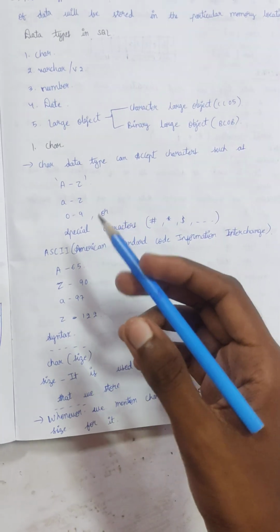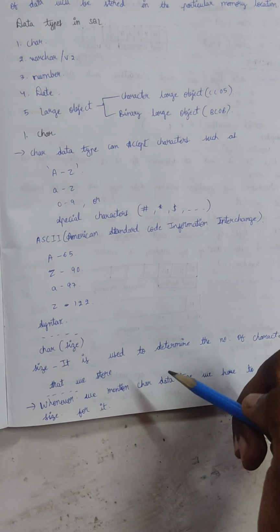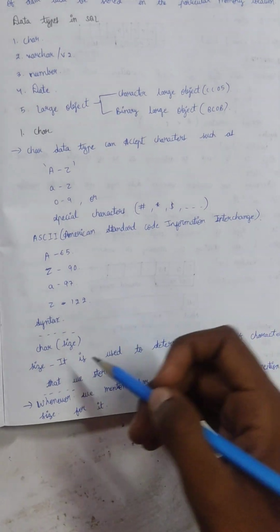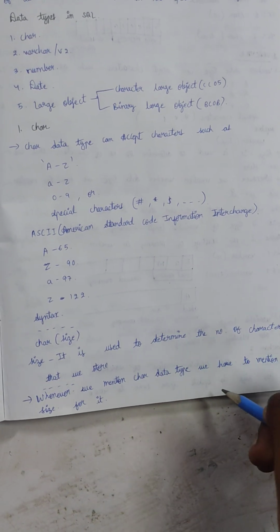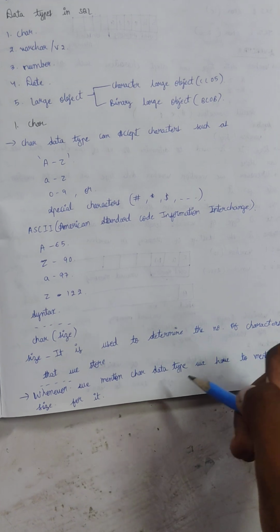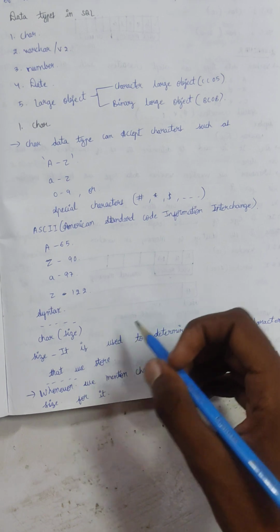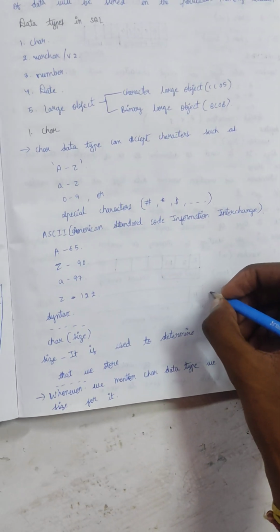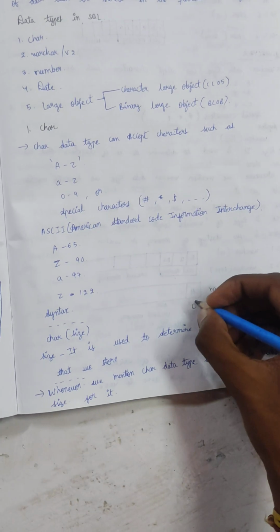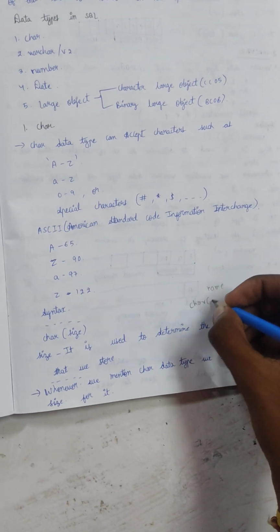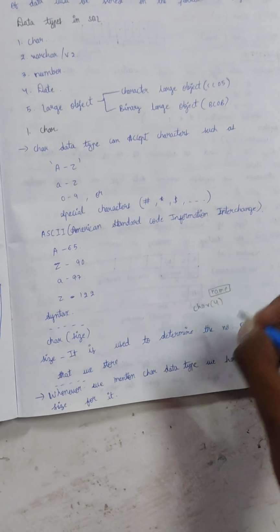Syntax for character is char of size. Size is used to determine the number of characters that we store. We want to store how many characters, we can determine here with the size. Whenever we mention the character data type, we have to mention size for it. For example, if we are storing some name, we have to initialize it as char of size, the size of this character, 1 2 3 4. We can represent it as 4.